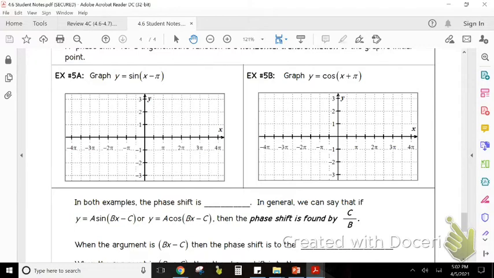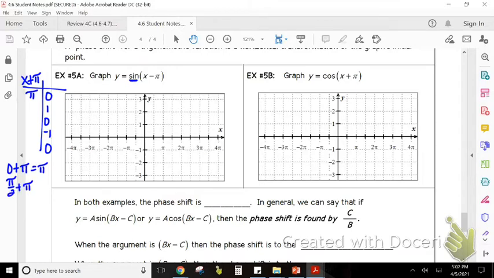So we know we're using our sine parent table, and for our x's, we're actually going to add pi. All right, so for sine, remember, it starts at 0 and goes up. So my y's will stay the same, and my x's, I'm going to add pi. So 0 plus pi is pi.